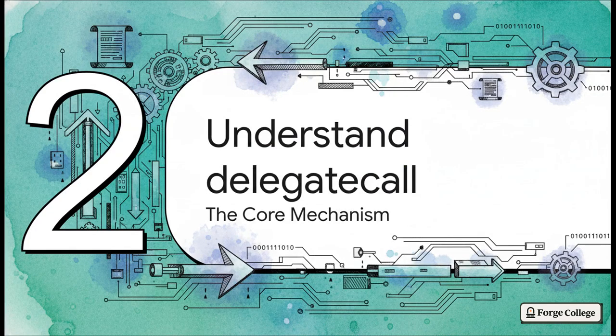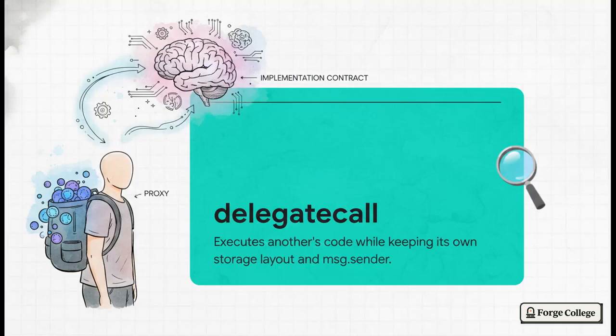Moving right along to Section 2. Understanding delegate call. This is the core mechanism. Let's look closely at the central mechanism that makes this whole contraption tick. Delegate call. So, what is it? It's a low-level function where a contract executes another contract's code, all while maintaining its own storage layout and message sender.